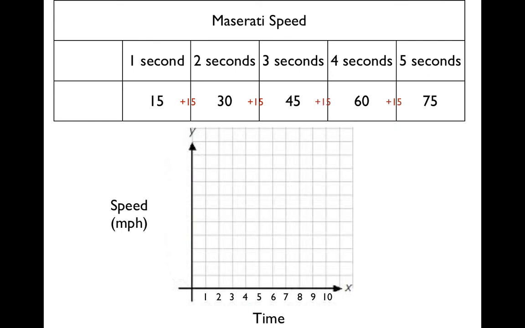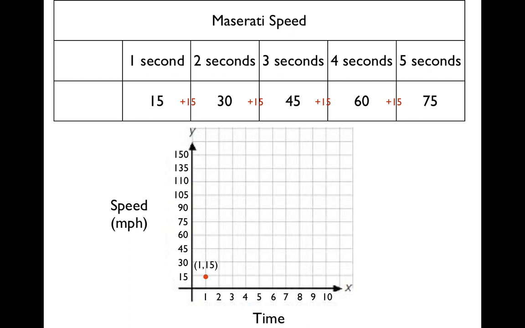And 5 seconds, 75. So when I look at how much faster I go from 1 second to the next, I see that I increase by 15. I found the pattern in what was happening. So that's how I use my terms to label my y-axis. I go 15, 30, 45, 60, 75, 90. I go up and up and up by 15.